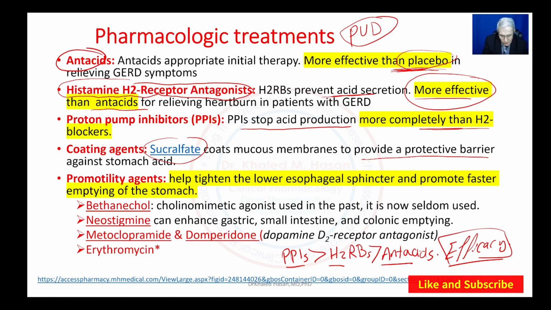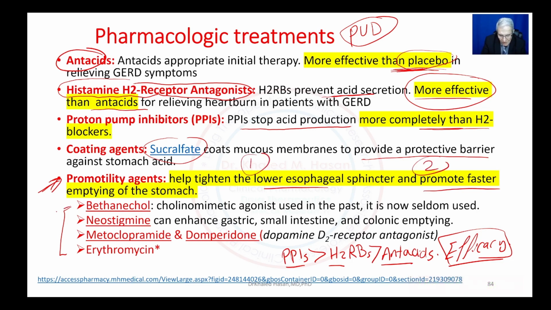At the end here, the last one, we try to use prokinetic agents. The purpose of this is to help tighten the lower esophageal sphincter. This group of medications enhances motility, enhances sphincter tone, and promotes emptying of the stomach. So we have two things here. Number one, help tighten the esophageal sphincter, and number two, enhance emptying of the stomach. So two functions: tighten and enhance gastric emptying.